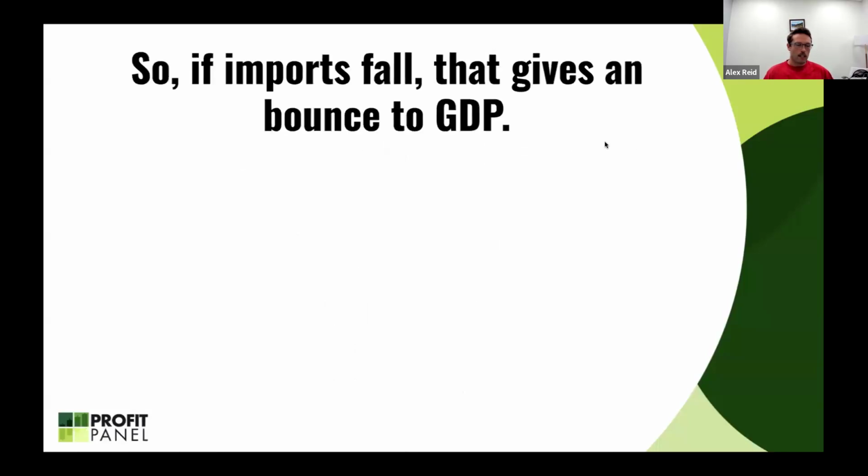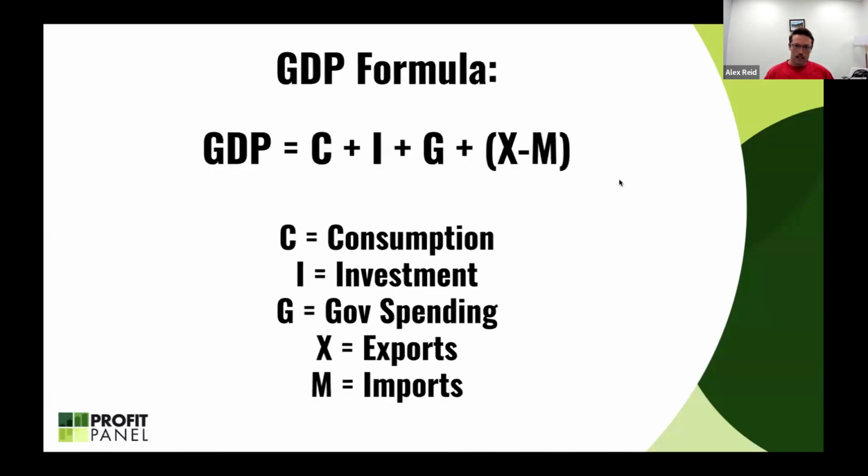Now, don't worry about all of that stuff. What's really important to understand for that GDP number is that when imports fall, it gives an artificial bounce to GDP. This is a pretty silly equation, to be honest. GDP in general is pretty silly, but people care about it, so let's at least understand what it is. If imports fall, it causes that little parentheses, exports minus imports, to be bigger than it otherwise would be, because obviously you're subtracting.